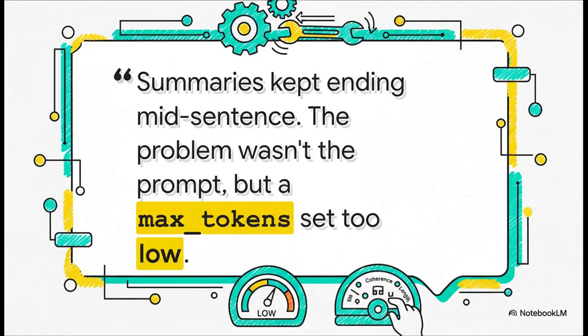This is such a classic mechanics problem. You see summaries that keep getting cut off right in the middle of a sentence, so you tweak the prompts, you rewrite it, you try everything, but nothing works. And then you realize the problem wasn't the prompt at all. It was a max token setting that was just set way too low from some other test. It's a simple thing, but it's a powerful reminder to always check your settings.